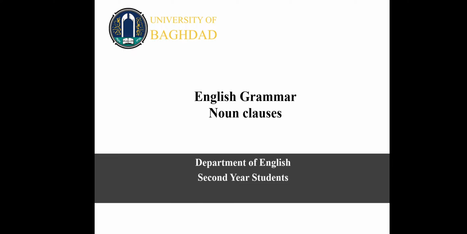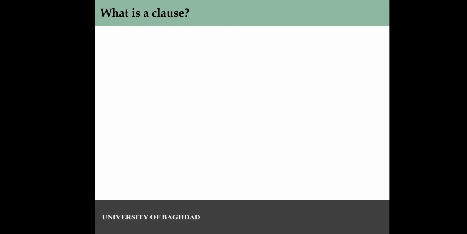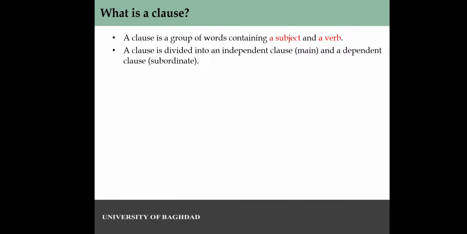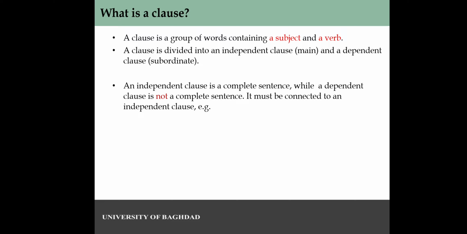We'll make a start with the definition of a clause. What is a clause? A clause is a group of words that contains a subject and a verb. It is divided into an independent clause, which is a main clause, and a dependent clause, which is a subordinate clause. It is not main. An independent clause is a complete sentence, while a dependent clause is not a complete sentence. In other words, it must be connected to an independent clause. So the dependent clause cannot be used alone. It must be connected to a main clause or an independent clause.